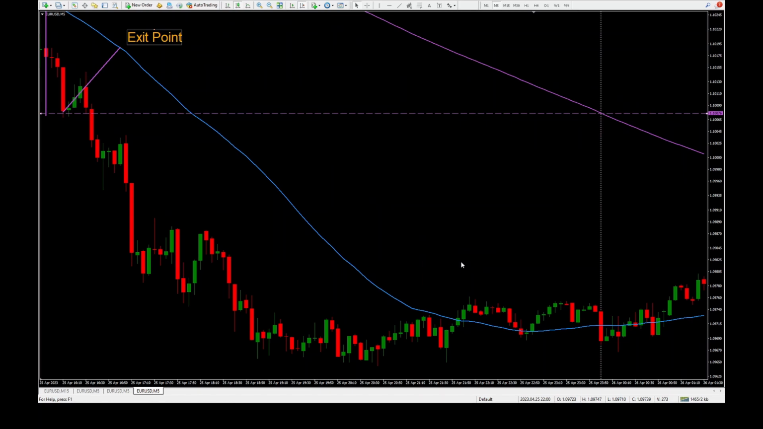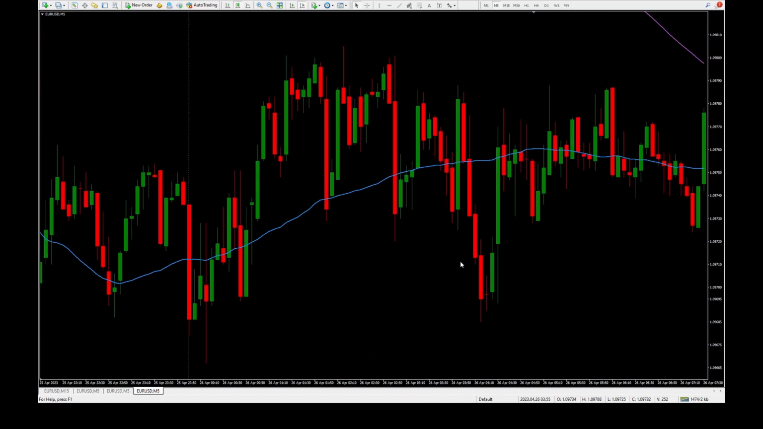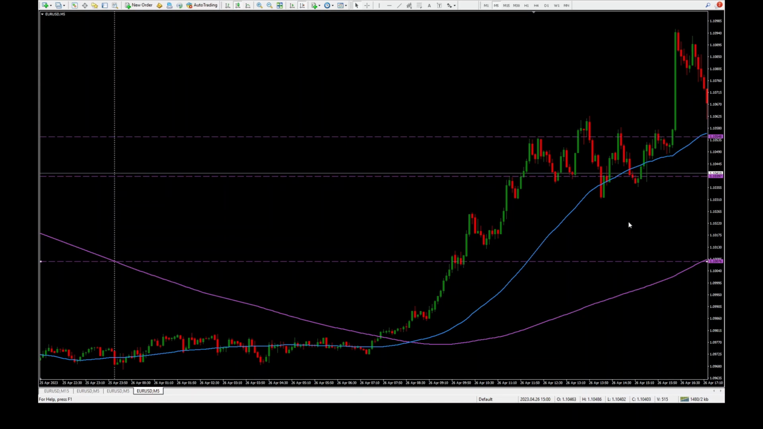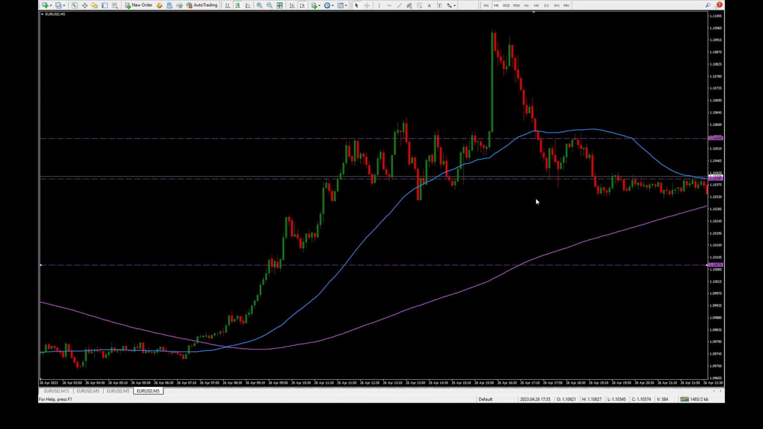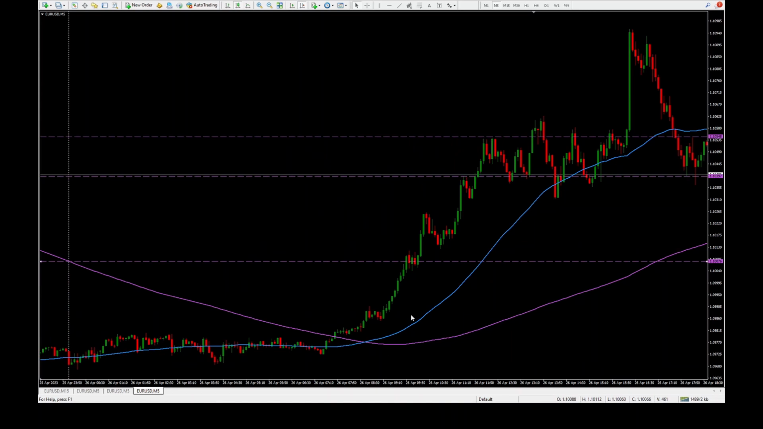Let's explore another example to further illustrate our point. In this case, according to the 200 SMA, the market is in a bullish trend. A long position is a trade in which the trader buys an asset, such as a currency, with the expectation that its price will rise.